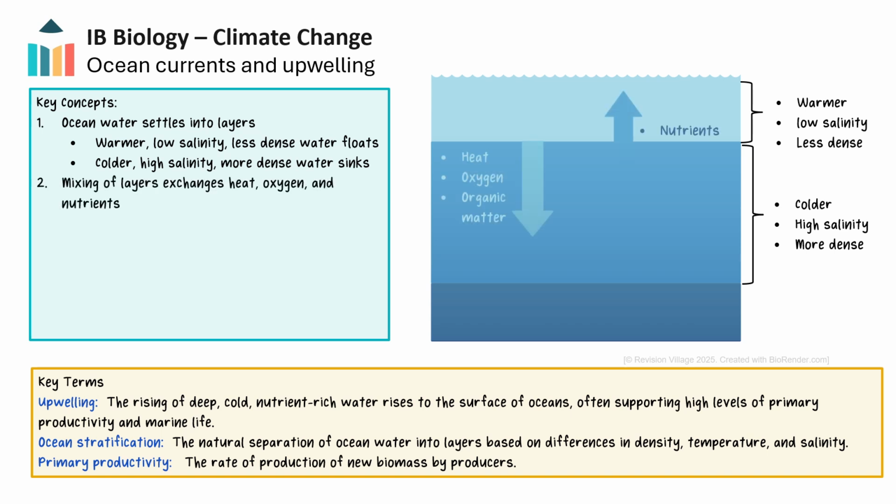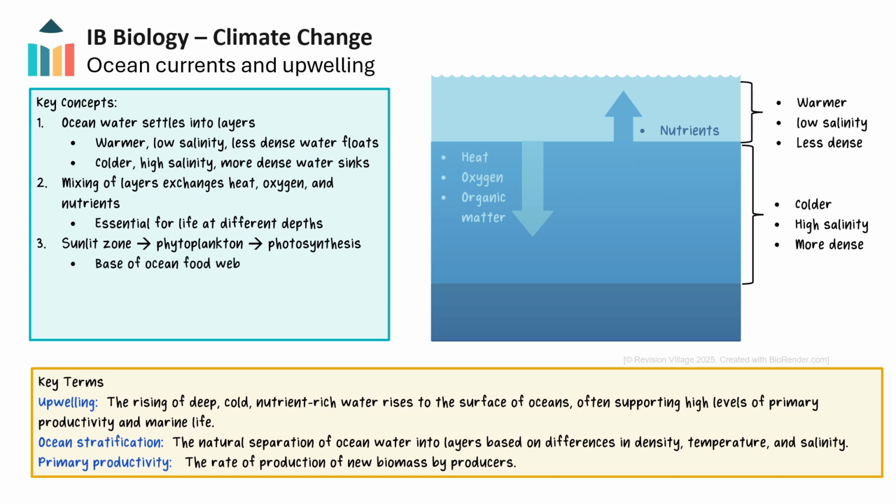The sunlit zone supports phytoplankton photosynthesis. The primary productivity of the phytoplankton, which is the rate of new biomass production by producers, supports the entire ocean food web. However, phytoplankton rely on nutrients released by decomposers in deeper layers where organic matter sinks and decomposes. Ocean mixing and upwelling transport these nutrients back to the surface, enabling greater phytoplankton primary productivity that produces organic compounds essential for the marine food web.